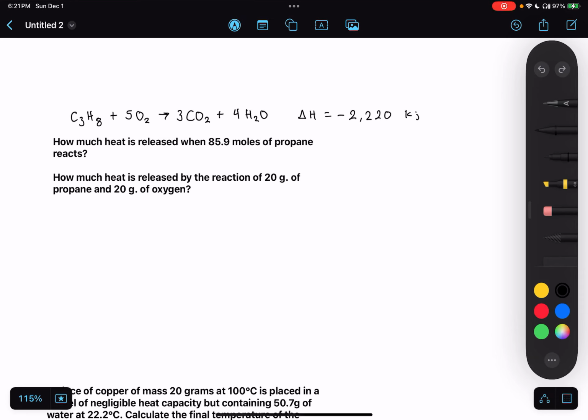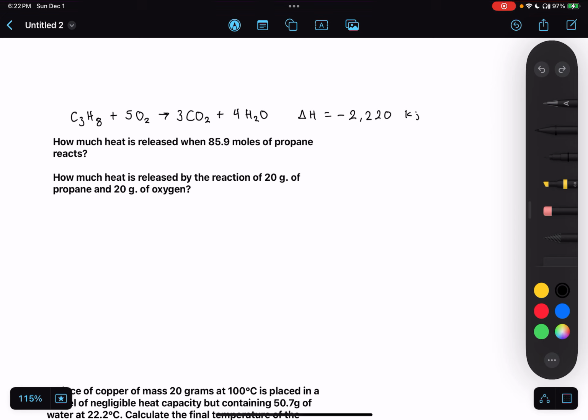All right, so this is chapter 5, questions 12, 13, and 14. Actually, question 12 is a little bit of a throwback to stoichiometry and all this fun stuff that we did at the beginning of the semester. So let me show you why.